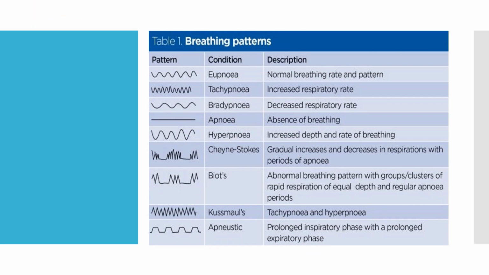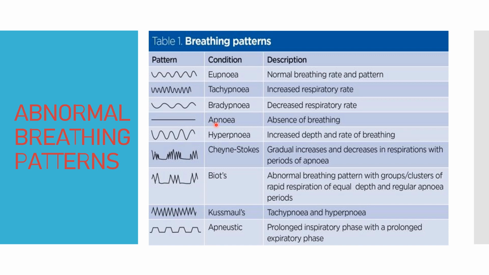So in order to understand the various disturbances of respiration, we need to know the breathing patterns. So what are the abnormal breathing patterns? First of all, the normal breathing rate and pattern is called eupnea, with a waveform like this. And then the abnormal breathing patterns. First one is tachypnea, which is described as having increased respiratory rate, with the waveform like this. And then bradypnea, decreased respiratory rate with the waveform like this.